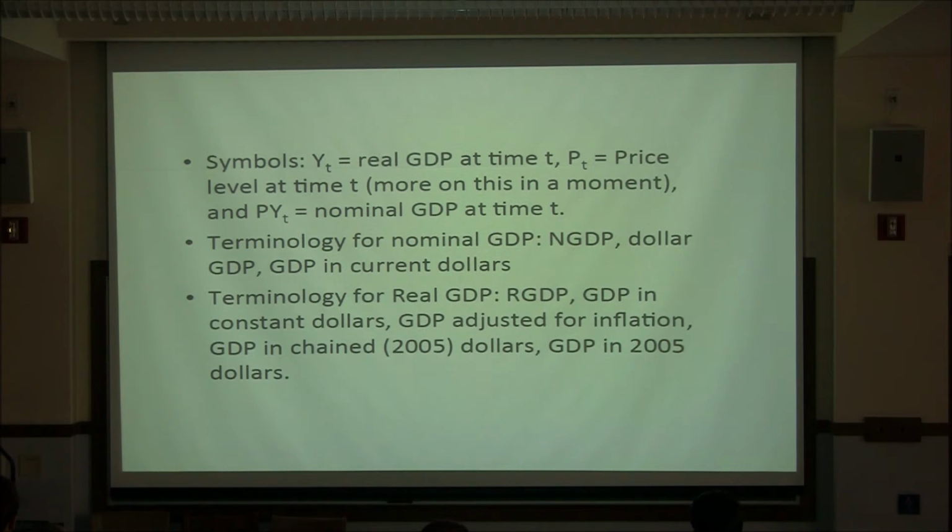So price times income is what we're going to call nominal, and this Y is going to be real. And then just interchangeable things for nominal: dollar GDP, GDP in current dollars, nominal GDP, all those things are the same. A bunch of ways to say real GDP. I'll just say real GDP, so it's not that hard.